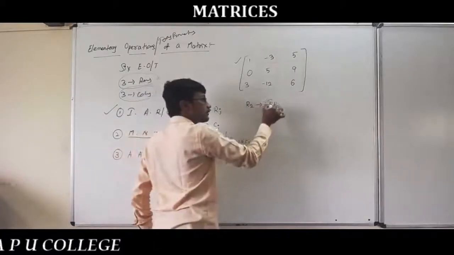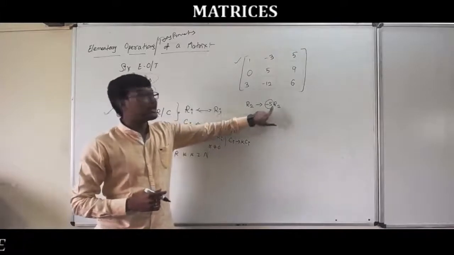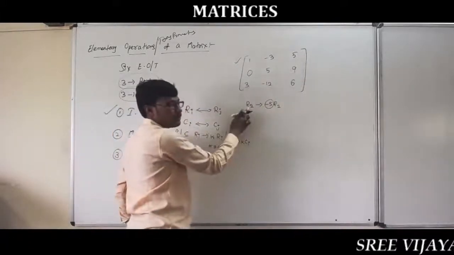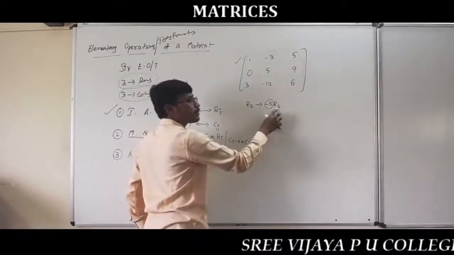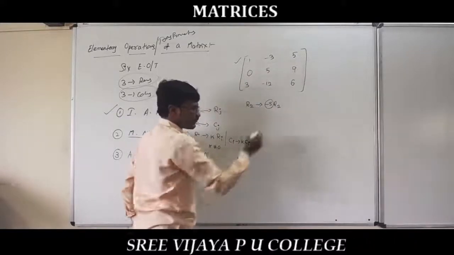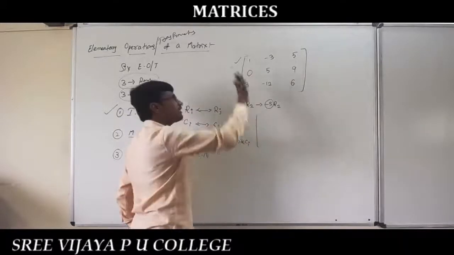So, this minus 5 will be a non-zero number. So, multiplying a row by a non-zero number. Here, for only R2, that can be changed as minus 5 times R2, that is, minus 5 into R2. For all the elements of R2, we can multiply by minus 5. So, what about the first row? In the first row, there is no elementary operation applied, so write it as it is.